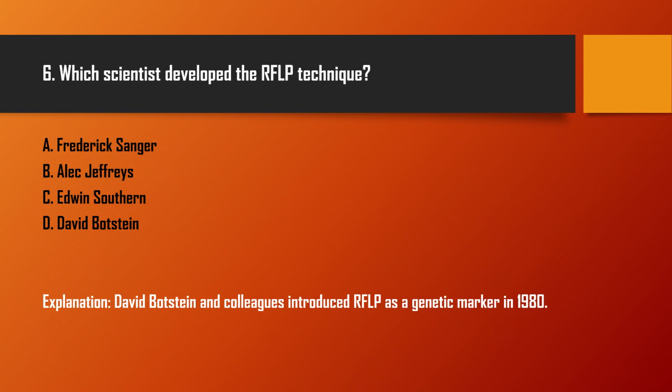Moving on to the sixth question. Which scientist developed the RFLP technique? David Botstein. In 1980, David Botstein and his colleagues introduced RFLP as a genetic marker for detecting DNA polymorphisms. And this technique became an important tool for gene mapping, genetic studies, and early DNA fingerprinting. So the answer is D, that is David Botstein.